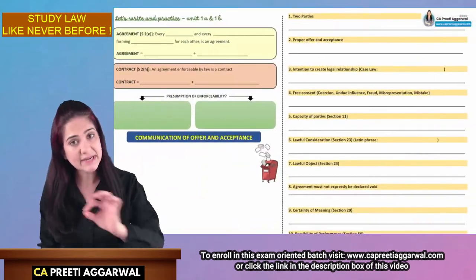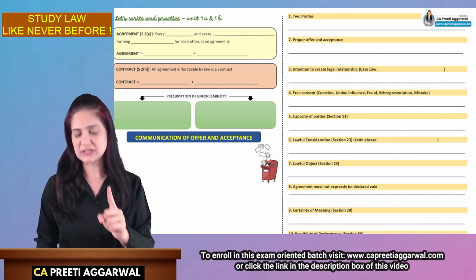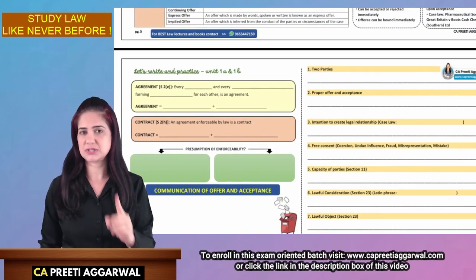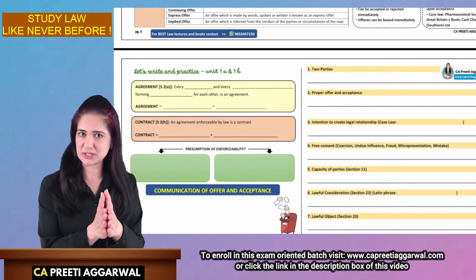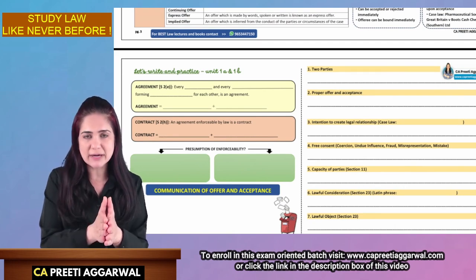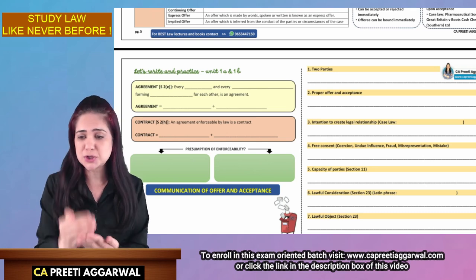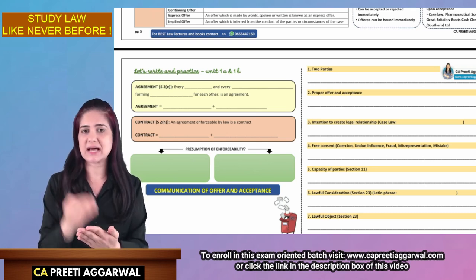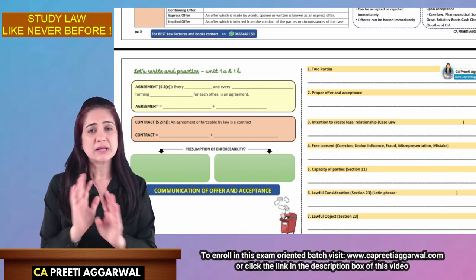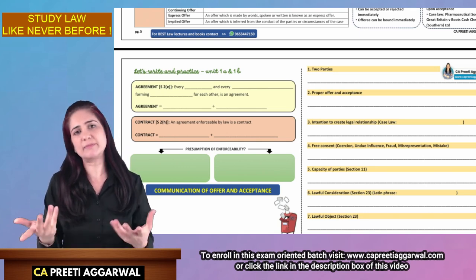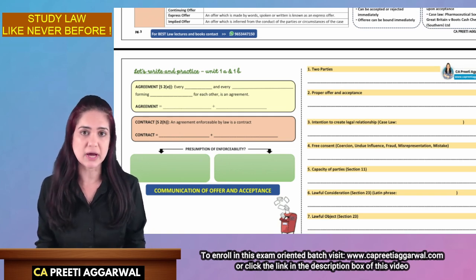Then we will write and practice. After that, there are a few homework questions which I have given you. Initially, I will solve those questions with you. I'll give you an idea of the format to be followed, what should be written in provisions, facts, analysis, conclusion. I will guide you. But after 2 or 3 chapters, I will stop doing that. Otherwise, it will be spoon feeding, and I don't want to do that.